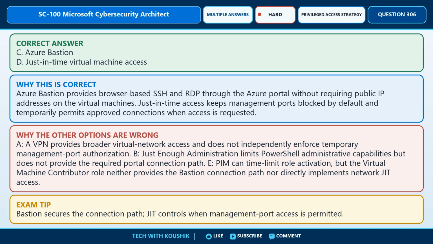Why are the other options not correct? A. A VPN provides broader virtual network access and does not independently enforce temporary management port authorization. B. Just Enough Administration limits PowerShell administrative capabilities, but does not provide the required portal connection path. E. PIM can time-limit role activation, but the Virtual Machine Contributor role neither provides the Bastion connection path nor directly implements network JIT access. Exam tip. Bastion secures the connection path. JIT controls when management port access is permitted.